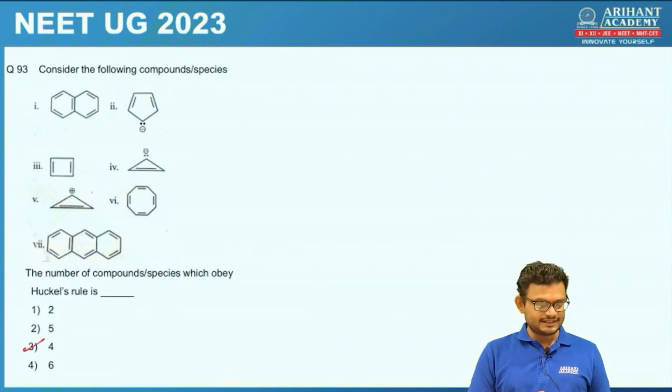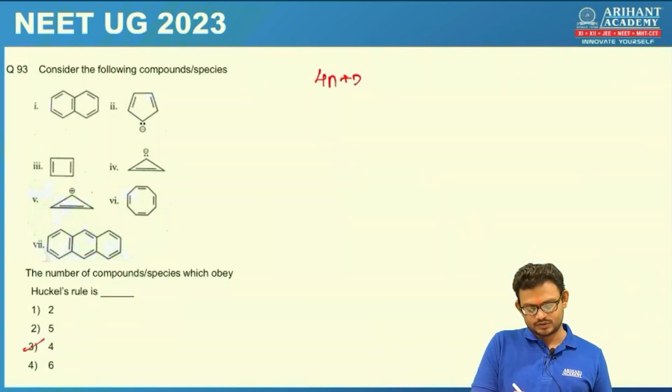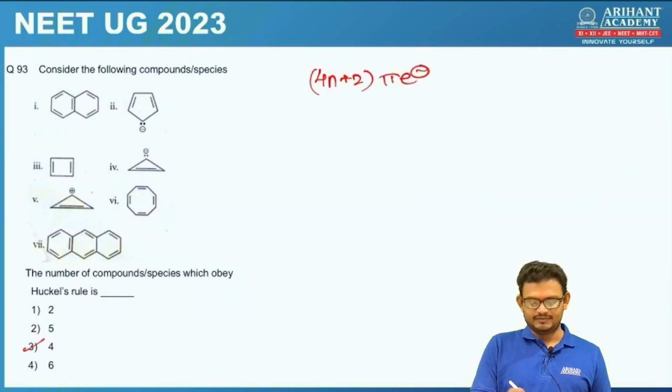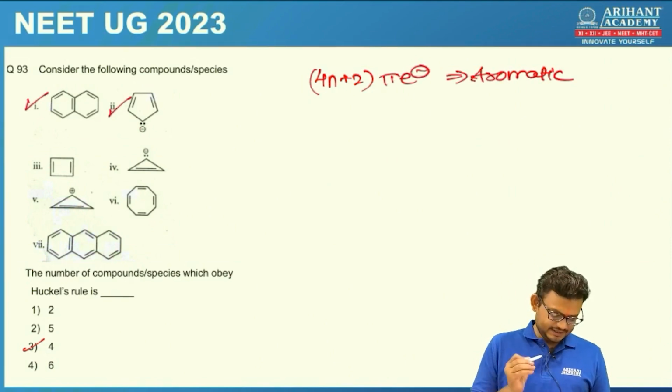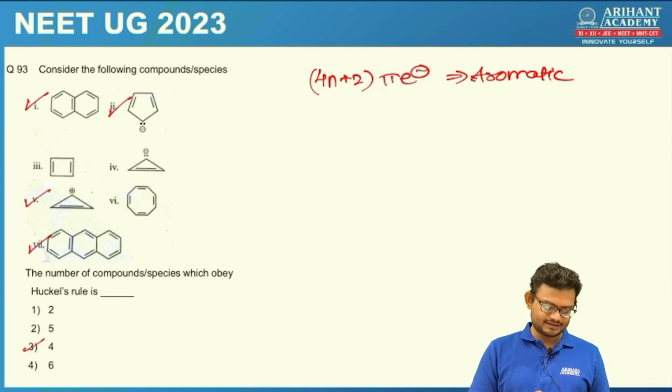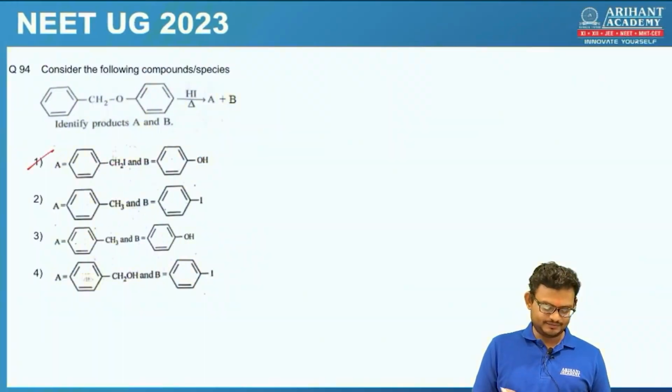Question 93, they say consider the following compounds or species and the number of compounds which obey Huckel's rule is. Now Huckel's rule is 4n plus 2 pi electrons. That is, the molecule is aromatic. So quite a simple one. The first one, second, fifth and seventh are the ones which are obeying the rule. The others are not. So the correct option here would be option 3.